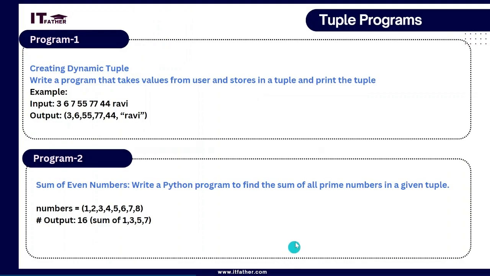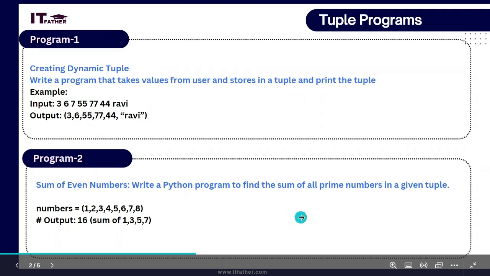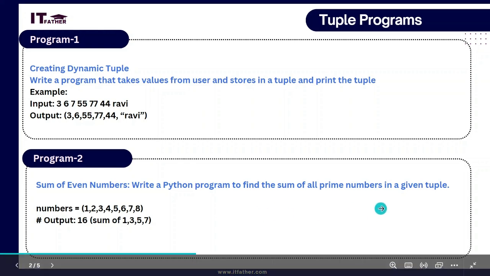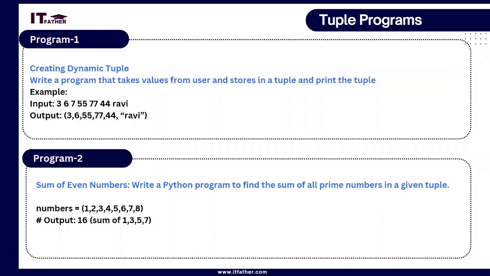Now the next program which we have is sum of even numbers. Write a program to find out the sum of all the prime numbers, not even numbers. In the previous program of list we have done even numbers, so that is why I was thinking to make it a little complex. So we are going to do the sum of prime numbers.